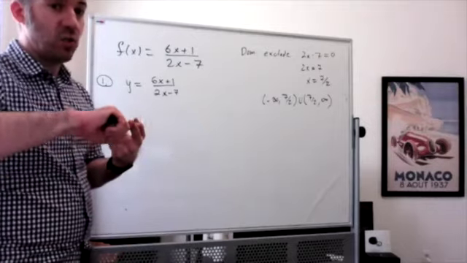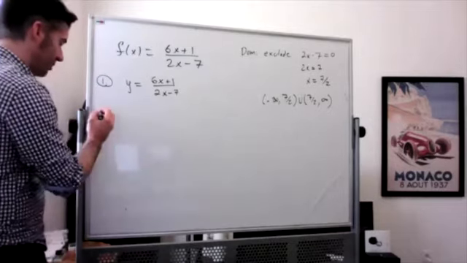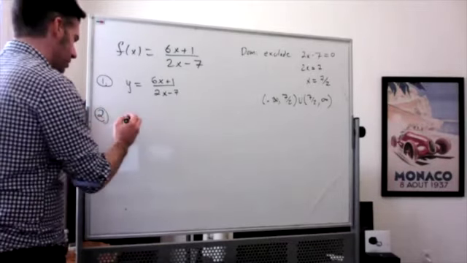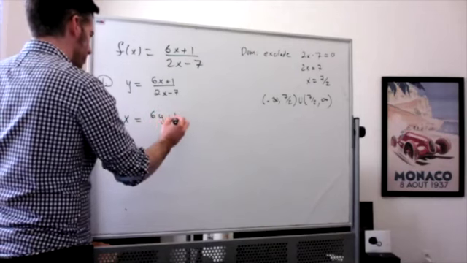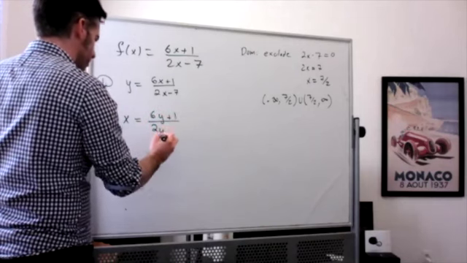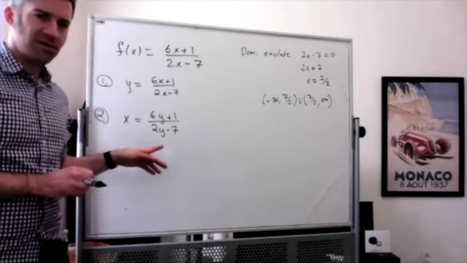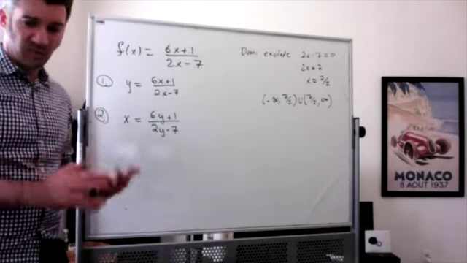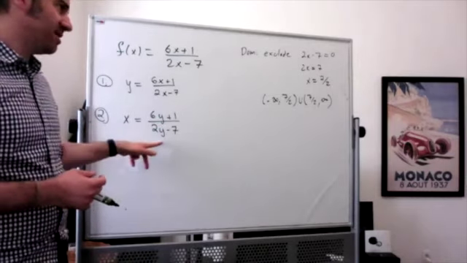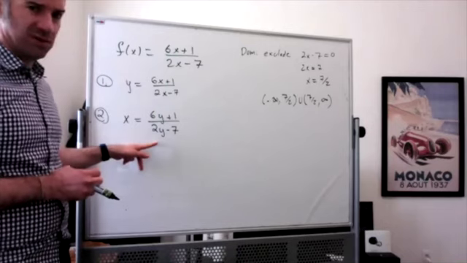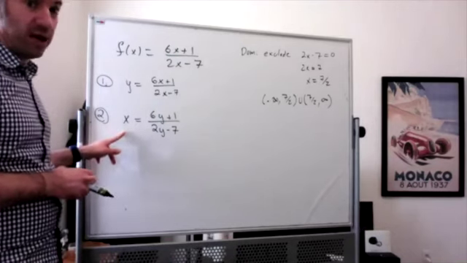So if we switch x and y, which is what we do when we find the inverse function, look, now the domain and the range have switched, right? If we switch x and y, well, now y isn't allowed to be 7 halves, which was the domain, and x isn't allowed to be whatever the range wasn't allowed to be.